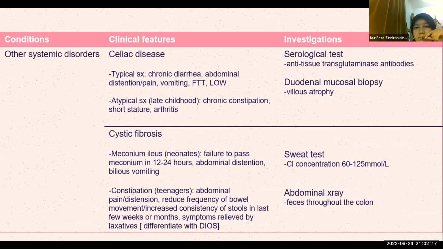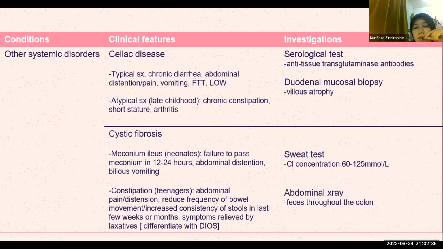Okay, so another systemic disorder, for example, is celiac disease. Typically, the patient will present with chronic diarrhea, abdominal distension, pain, vomiting, failure to thrive, and also loss of weight. But in late childhood, they can have atypical symptoms, for example chronic constipation, short stature, and also arthritis.